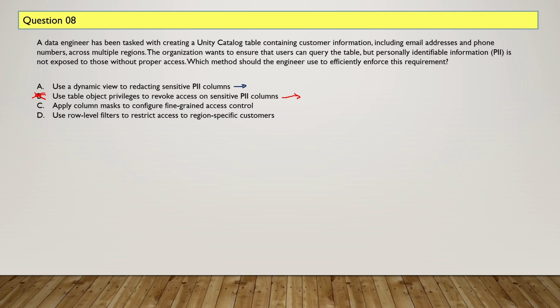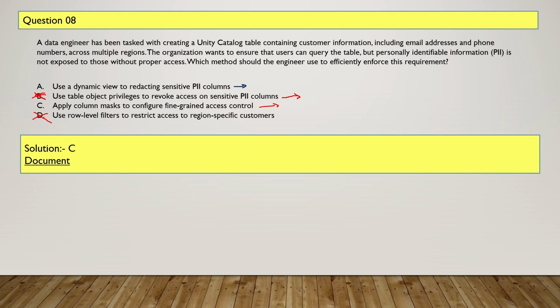Apply a column mask to configure fine-grained access control. This can be true, like masking a column. Using a row-level filter to restrict access to region-specific customers. But here we do not want region-specific customers. We just want to mask all the PII columns, not anything row-specific. So this can be neglected. Let's see the answer. The answer is going to be C. Let's see how.